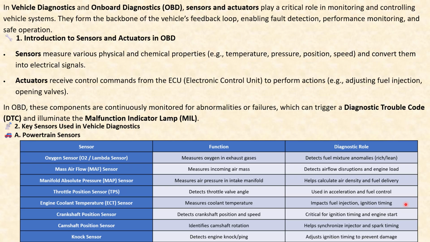Now talking about the crankshaft position sensor. It detects the crankshaft position and speed. This is extremely important in fuel injection timing and fuel injection rating. Now coming to the camshaft position sensor. It identifies camshaft rotation and helps synchronize injector and spark timing. And coming to the knock sensor, it detects engine knock and ping, and adjusts ignition timing to prevent damage. So these are the main sensors used in powertrain.